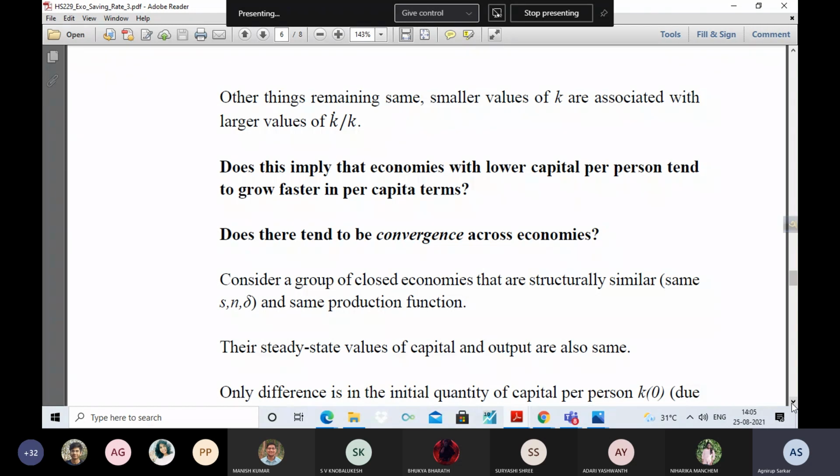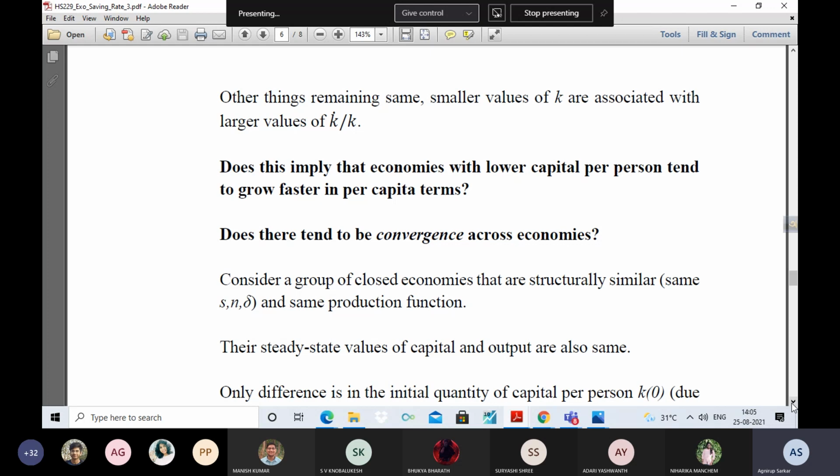In other words, you can frame the question a little differently. Does there tend to be convergence across economies? Do you find evidence of convergence across economies? This is the more important question.